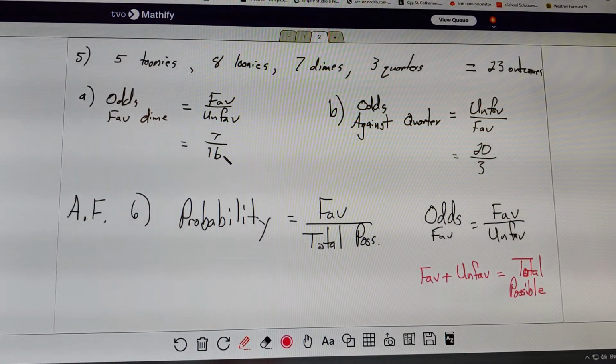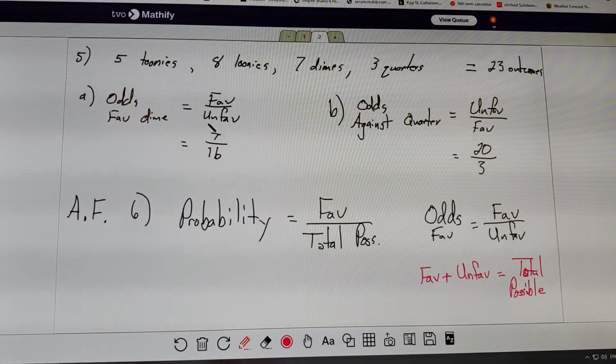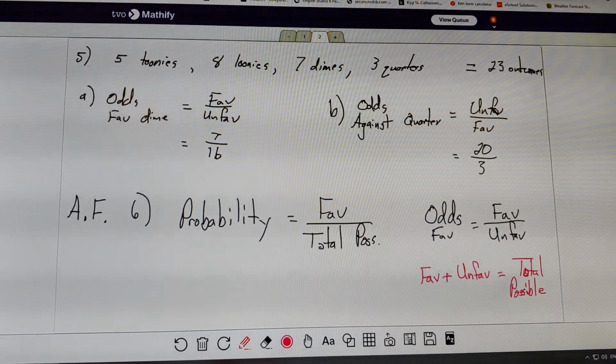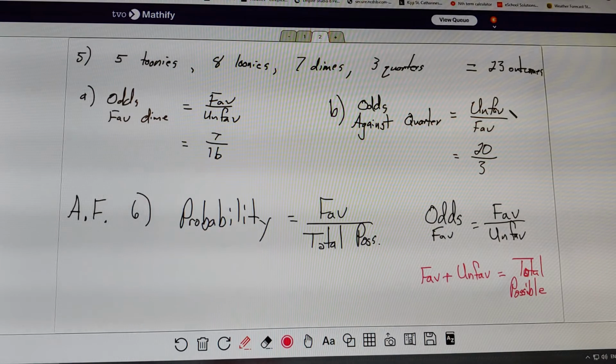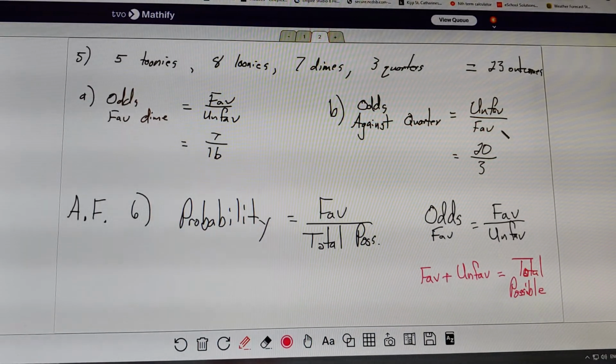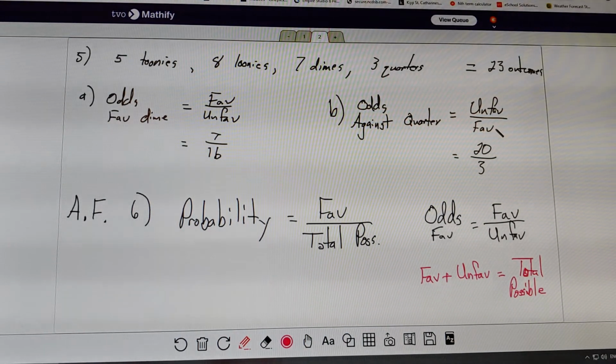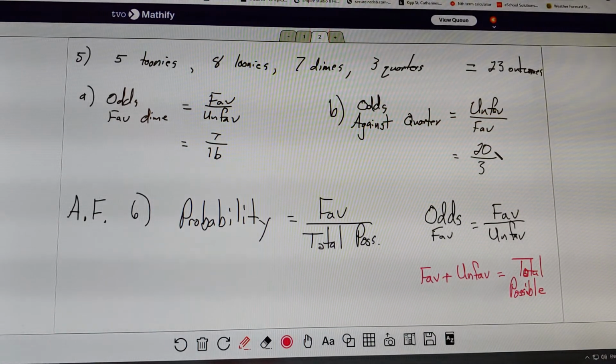Please watch out for that on a test. Once they start getting to odds, you'd be very tempted to put in the total possible here, like you did with probability. You have to subtract the favorable outcomes, or in this case, the unfavorable outcomes if they're asking for odds against. So B was asking odds against a quarter. So unfavorable over favorable. First, how many quarters? 3 of them. So that's our favorable. And then we remove the 3 from the total to get unfavorable, and that gives us a 20.